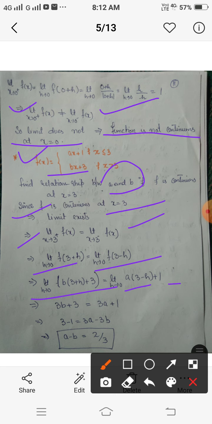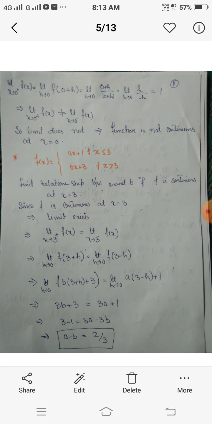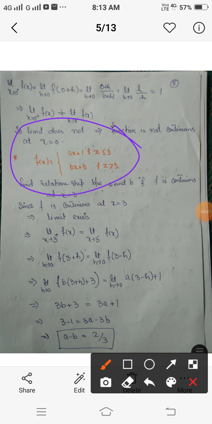Now both are polynomials, so put h equals 0 in LHS as well as in RHS. We simply get 3b plus 3 equals 3a plus 1, or we can simply say that 3a minus 3b is 3 minus 1, that is, a minus b is 2 upon 3. So a minus b equals 2 upon 3 is the relation between a and b when this function f of x is continuous. So this is the required relation or condition.